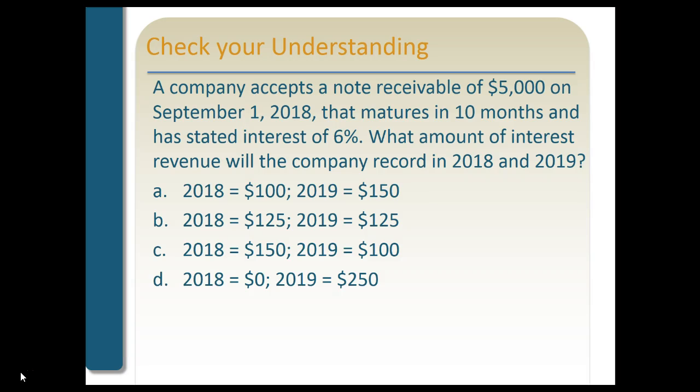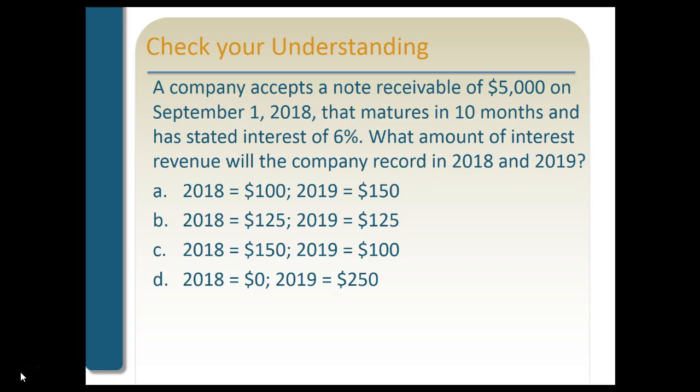Let's do another multiple choice here. A company accepts a note receivable of $5,000 on September 1st, 2018 that matures in 10 months and has stated interest of 6%. What amount of interest revenue will the company record in 2018 and 2019?